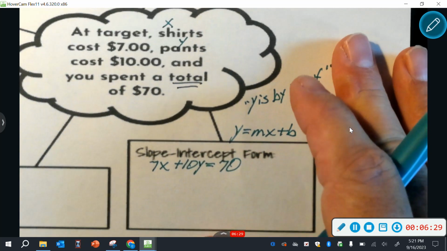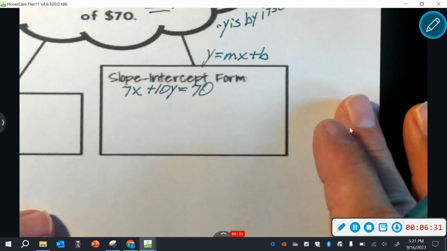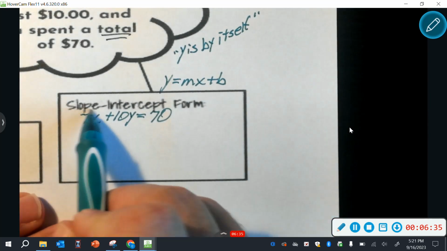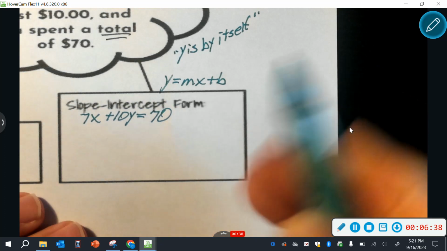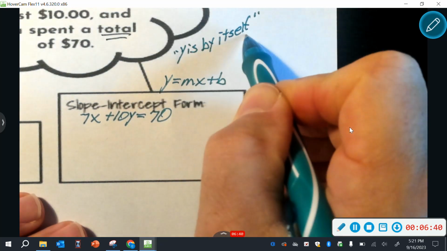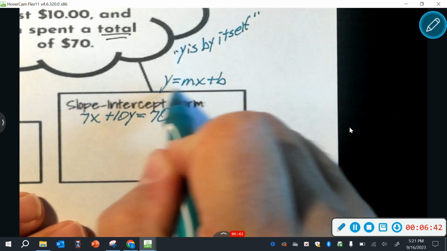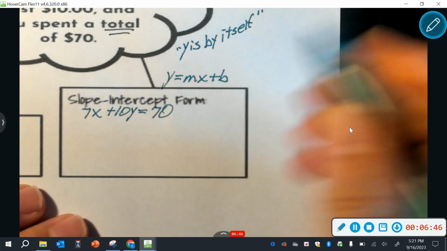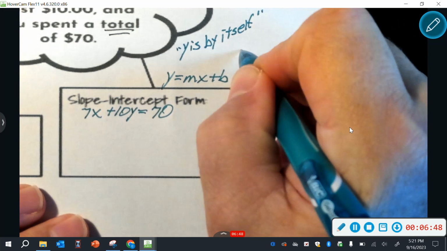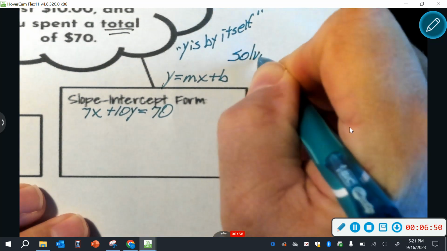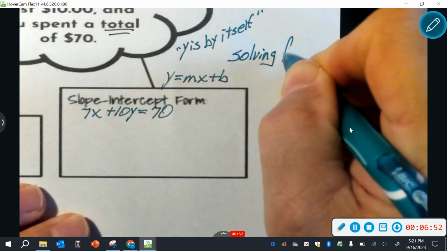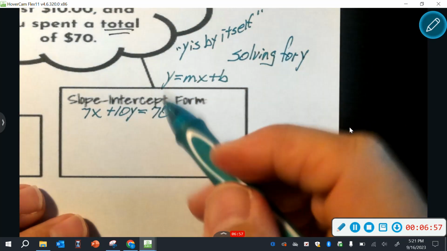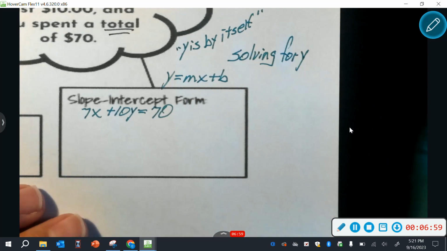Alright, so now on this one, we want to get that in slope-intercept form. Again, we're converting this to slope-intercept form, which means we want to get Y by itself. We want to get it into this form: Y is equal to mx plus b. Now this whole process is also called solving for Y, so make sure you write that down. This is called solving for Y. This helps us to go from standard to slope-intercept form.